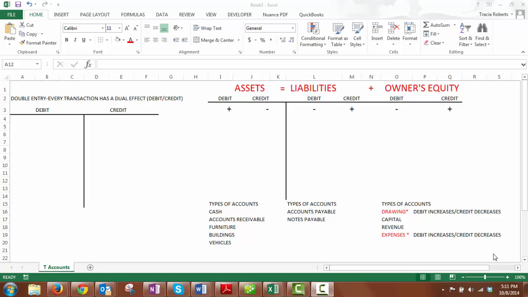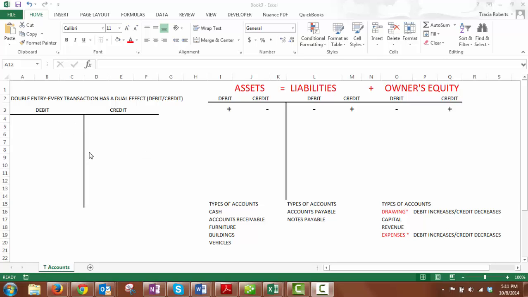Double entry means every transaction has a dual effect, meaning every transaction you do, there's a debit to it and there's a credit to it. And this is how we get into our T accounts. Every account that you have has a T account, meaning one side, which is the left side, will always have a debit, and the other side will be the right side, which is a credit. We'll get into the decreasing and the increasing here shortly, but make sure you understand that T account.